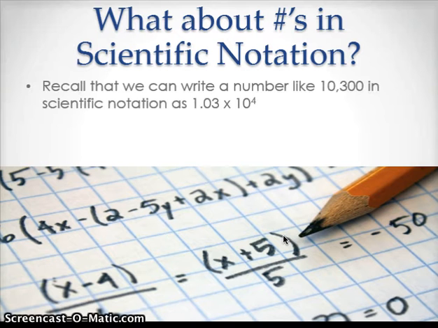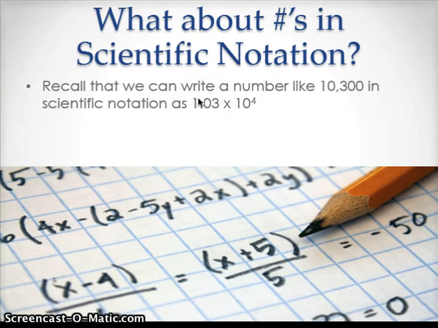What about numbers in scientific notation? So how do you know if it's, let's say, 1.03 times 10 to the 4 power? Is it 3 sig figs? Or do you include the 4 here? So it's 7 sig figs. And the answer is you only look at the front, okay? You only look at the front.